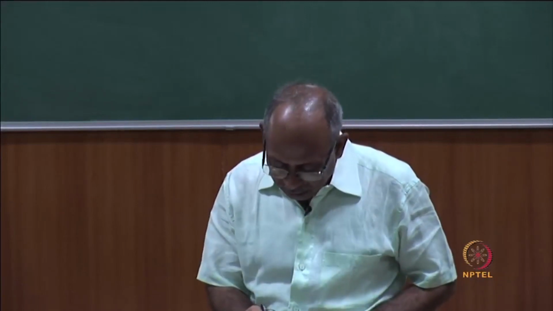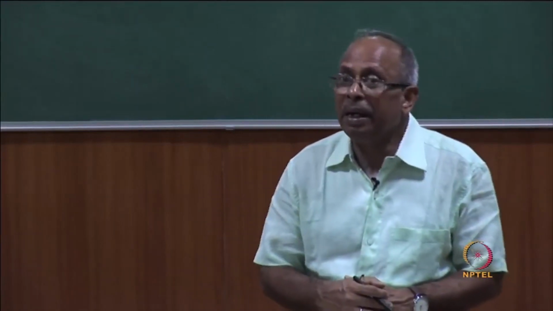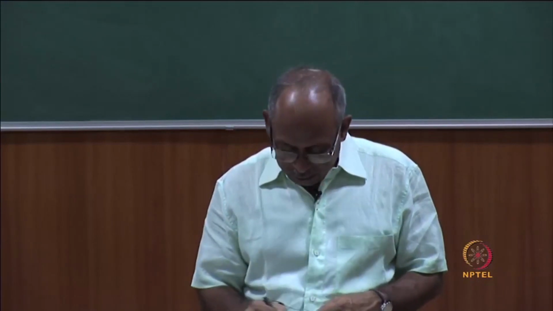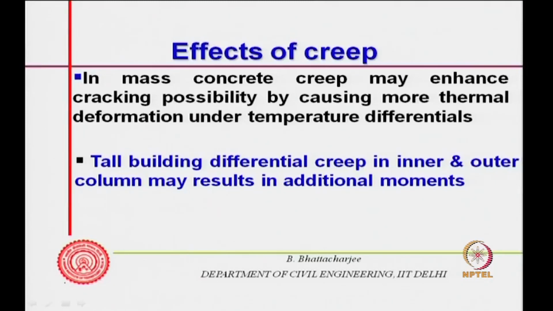Now, when you have differential settlement between inner and outer columns, where this one settles more than that one, it will induce some kind of stresses, 6 EI delta over L square, because of the settlement. So, if the delta is appreciable, it may induce additional stresses. So, this is one effect. In tall buildings, this is taken into account, 40 story or 50, 60 story buildings. So, in RCC buildings or similar kinds of buildings, this effect might be there.